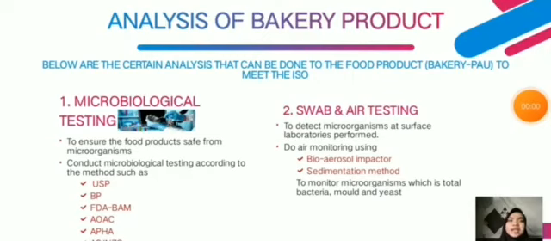Okay, so next is analysis of bakery product. First, you can use microbiological testing, which is to ensure that the food is safe from microbes, using methods such as USP, BP, FDA, AOAC, and etc. Next is swab and air testing. Swab is to detect microbes on the surface of the laboratory, and for air monitoring we use the bioaerosol impactor and sedimentation method.